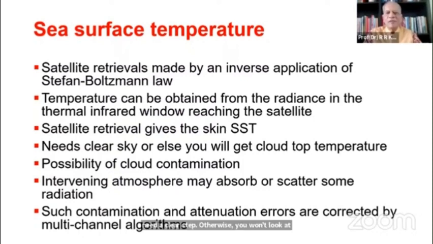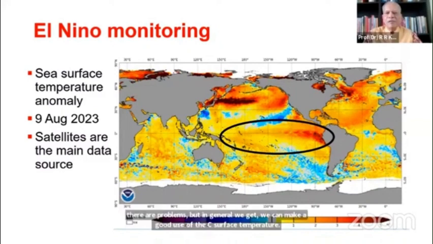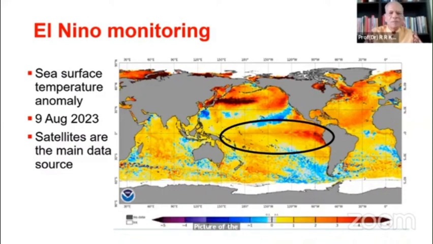So there are attenuation and contamination errors caused by the intervening atmosphere and intervening clouds, and they have to be removed by using multi-channel algorithms. So there are problems, but in general, we can make good use of the sea surface temperature across the world, because the only way to get sea surface temperature before satellites came was to use them from ships or from buoys. Now we have a global picture of the sea surface temperature. This particular map was taken on 9th of August this year.